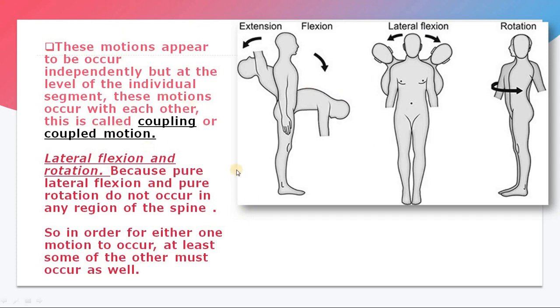The predominant motions that exhibit coupling are lateral flexion and rotation, because pure lateral flexion and pure rotation do not occur in any region of the spine. So in order for either one motion to occur, at least some of the other must occur as well. I hope you understand. So this is about coupled motion. Okay, back to our topic.